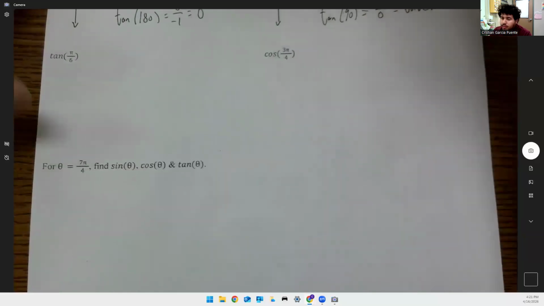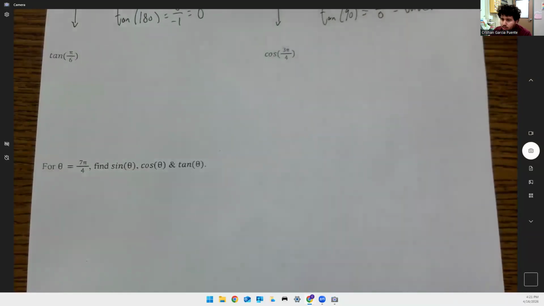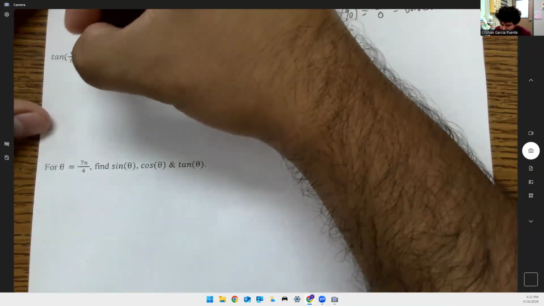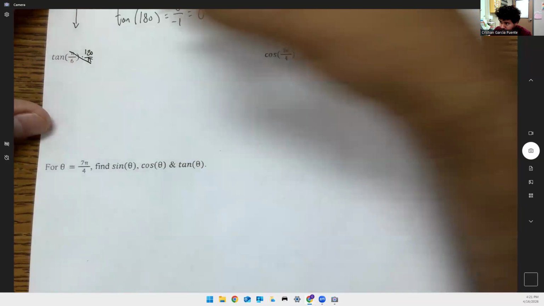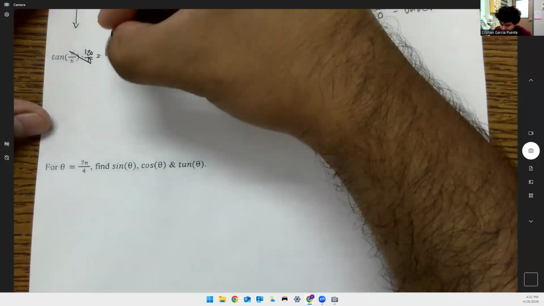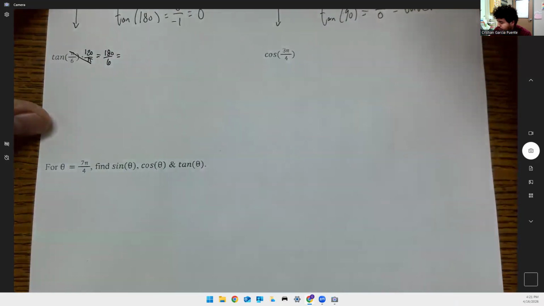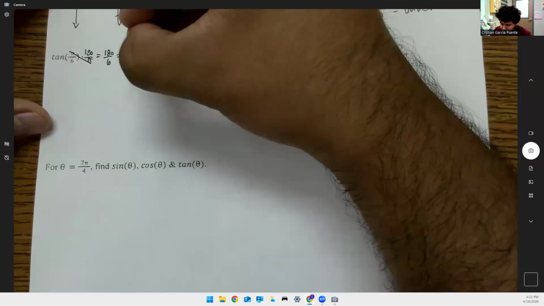So first thing you got to do is just convert it from radians to degrees. And remember, to convert from radians to degrees, you have to multiply by 180 over pi. So that's what we're going to do. Multiply by 180 over pi. Pi's are going to cancel. So you'll be left with 180 over 6. So 180 divided by 6 is just 30.